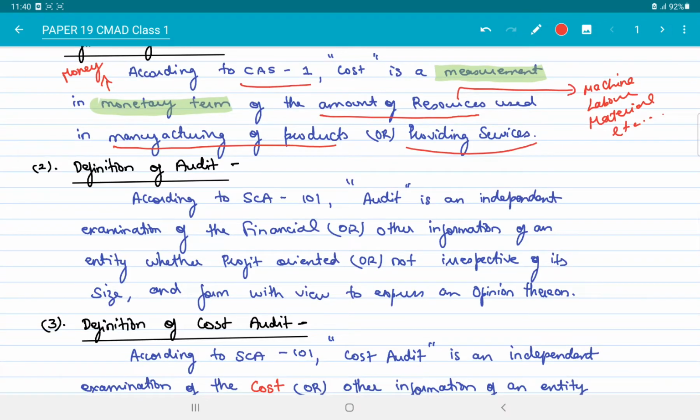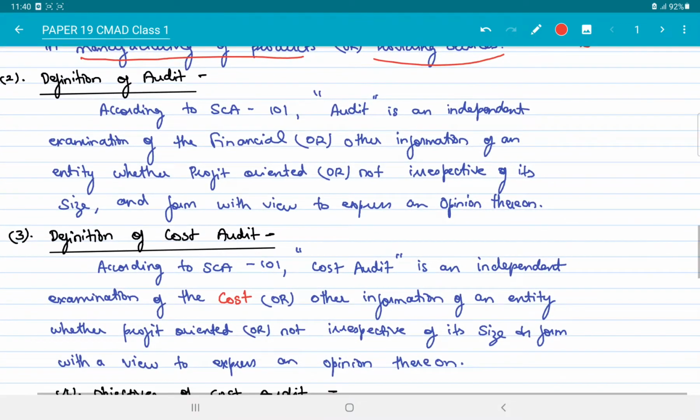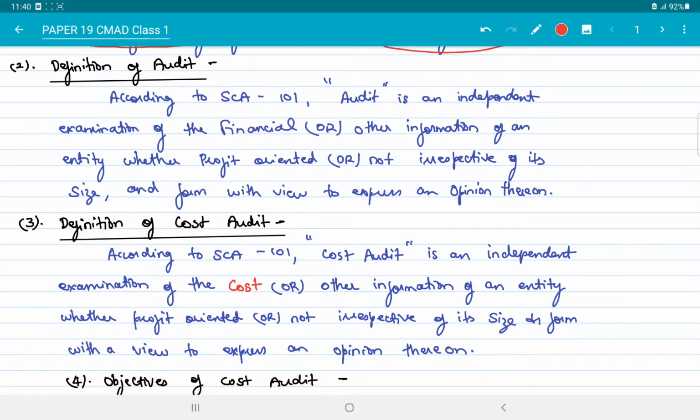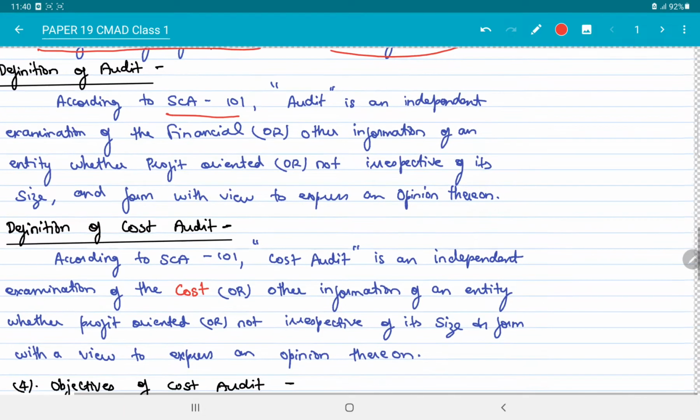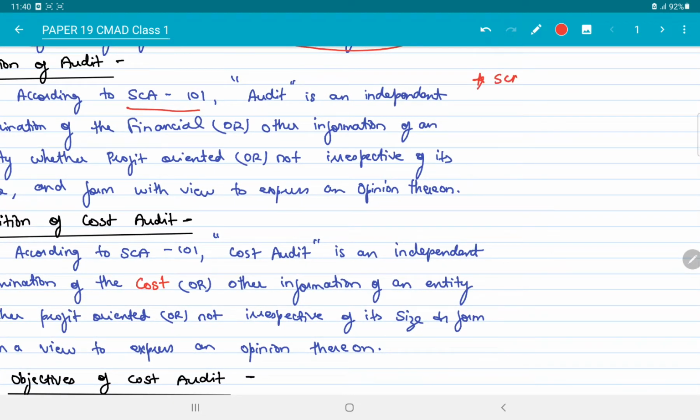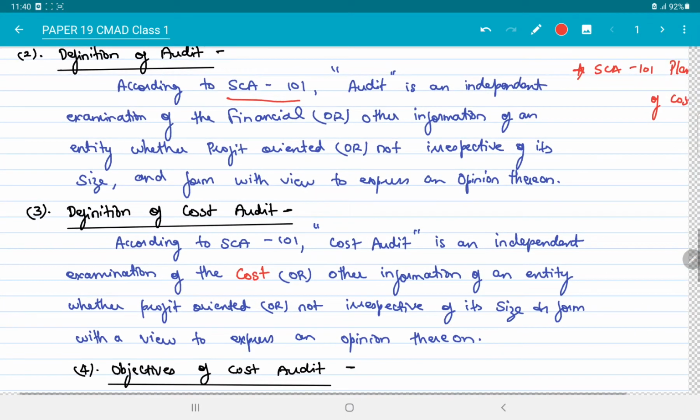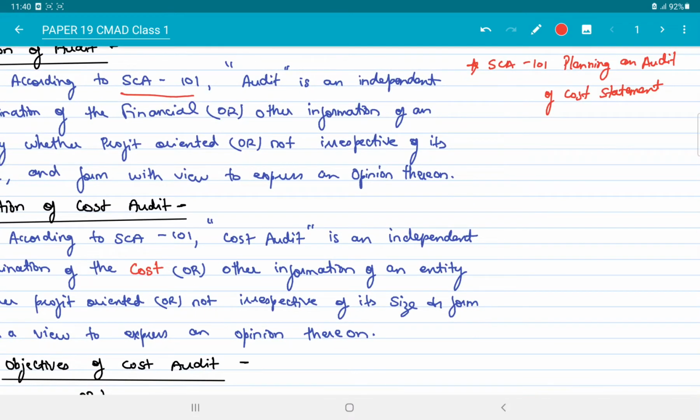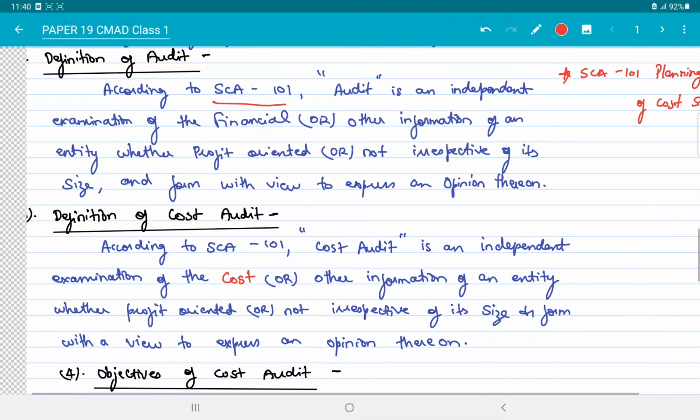Okay, what is audit? Again, audit is defined under SCA 1. The title of SCA 101 is planning and audit of cost statement. SCA 1, standards on cost auditing.